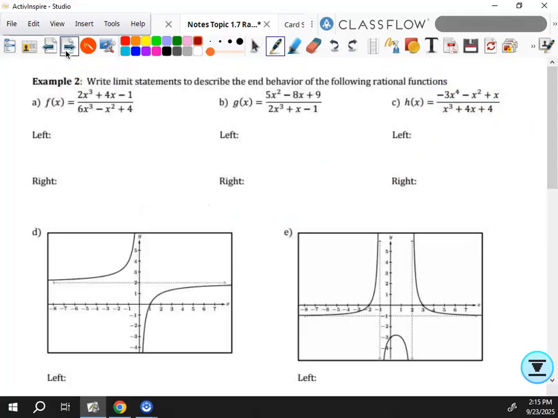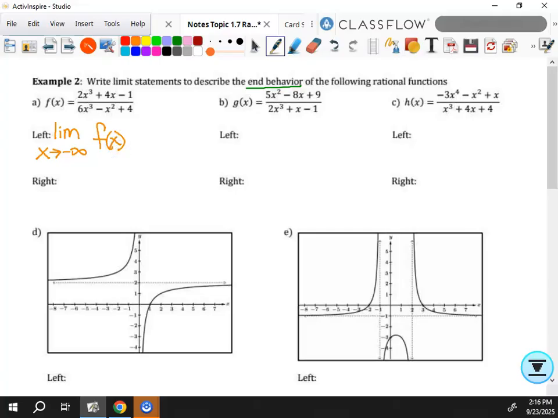So we're back to writing limit statements, all right? It says write limit statements to describe the end behavior. That means we are at the infinities of the following rational functions. So to do the left end behavior, y'all were doing a really good job of writing your limits, so don't get sloppy now. LIM, the limit as x approaches negative infinity, because that's going to the left, right? The name of this function is f of x.